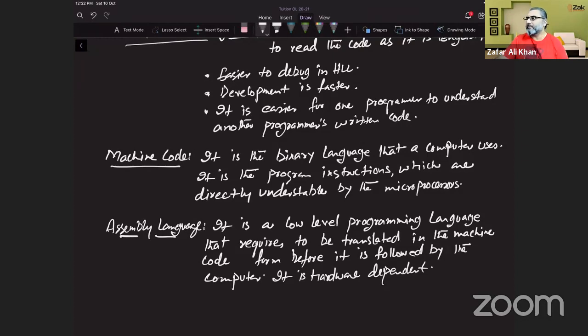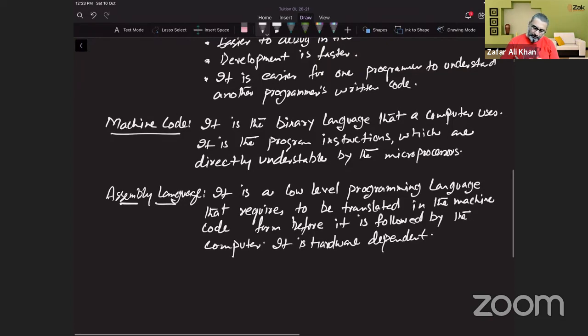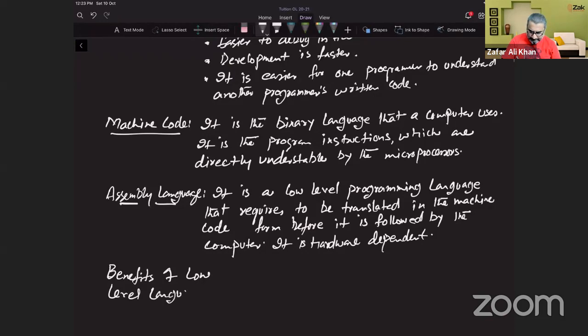What does it mean, hardware dependent? Hardware dependent means the code that is generated over one processor does not work on a different kind of processor. Now, benefits of machine code programming, or low-level language programming. All right. So what are the benefits?